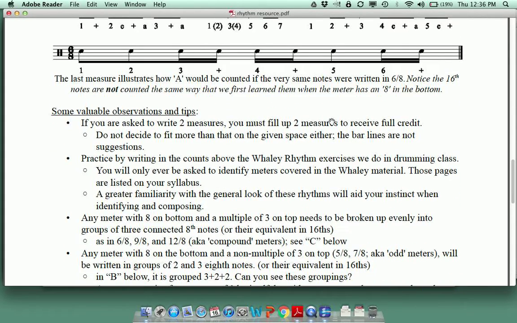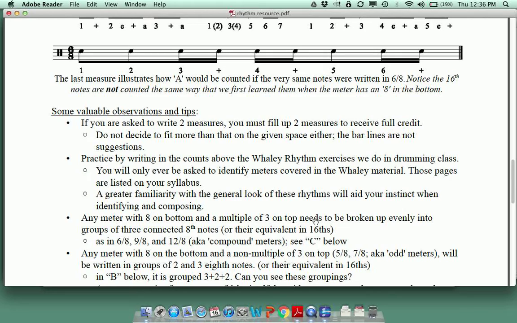I guess, yeah, I'm paraphrasing here. The bar lines are not suggestions. Make sure that you use them as hard boundaries for what you're writing. Practice writing in counts above your Whaley rhythm exercises that we do in drumming class. Just getting some reps in.